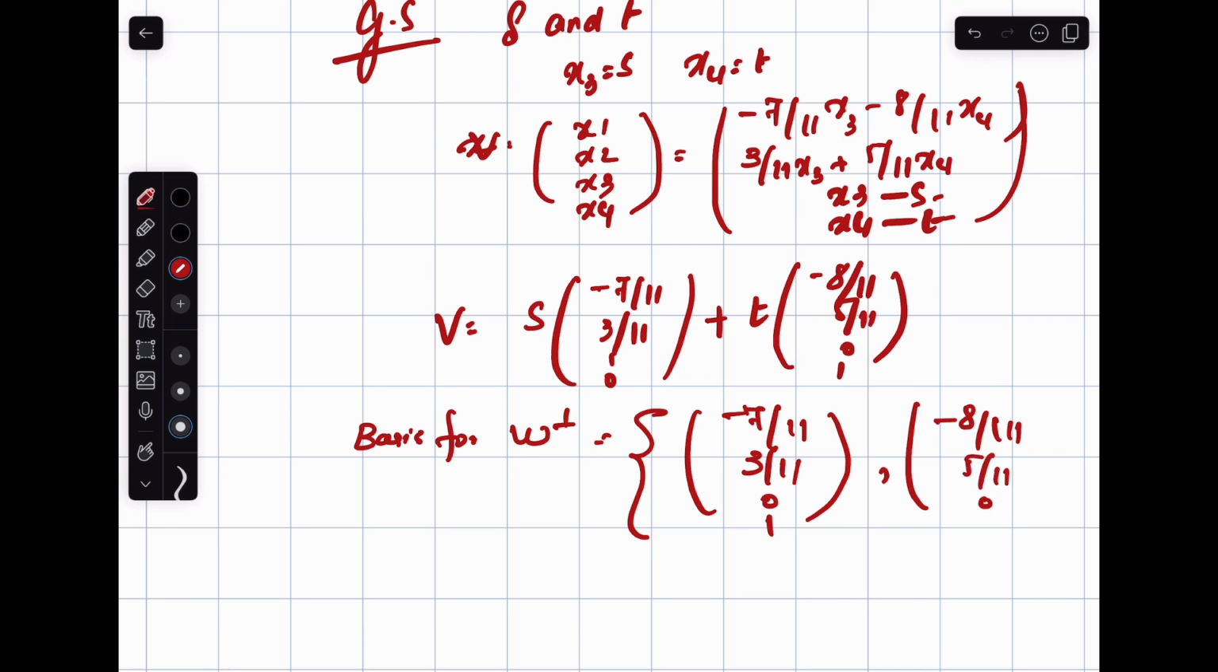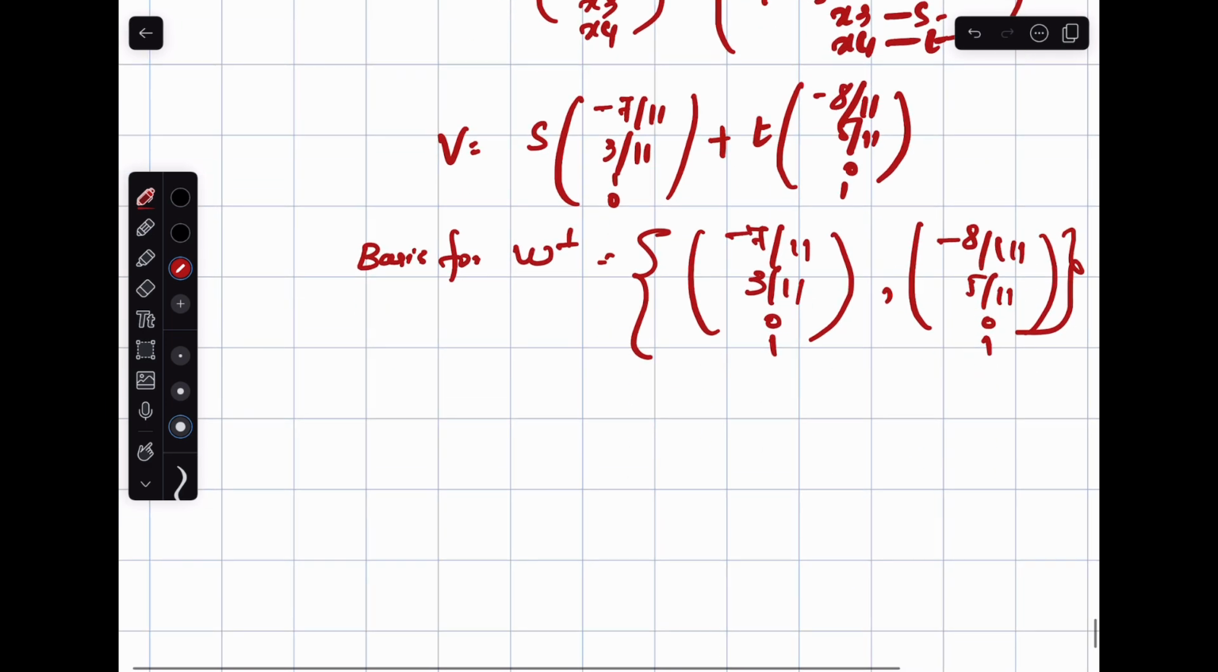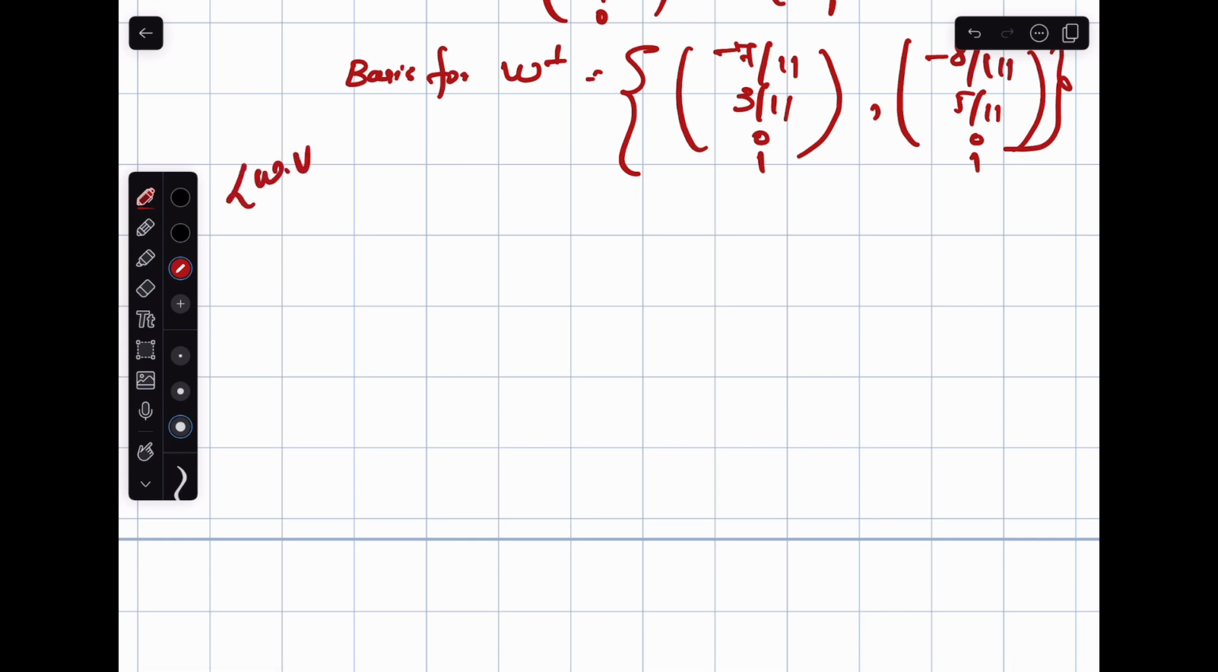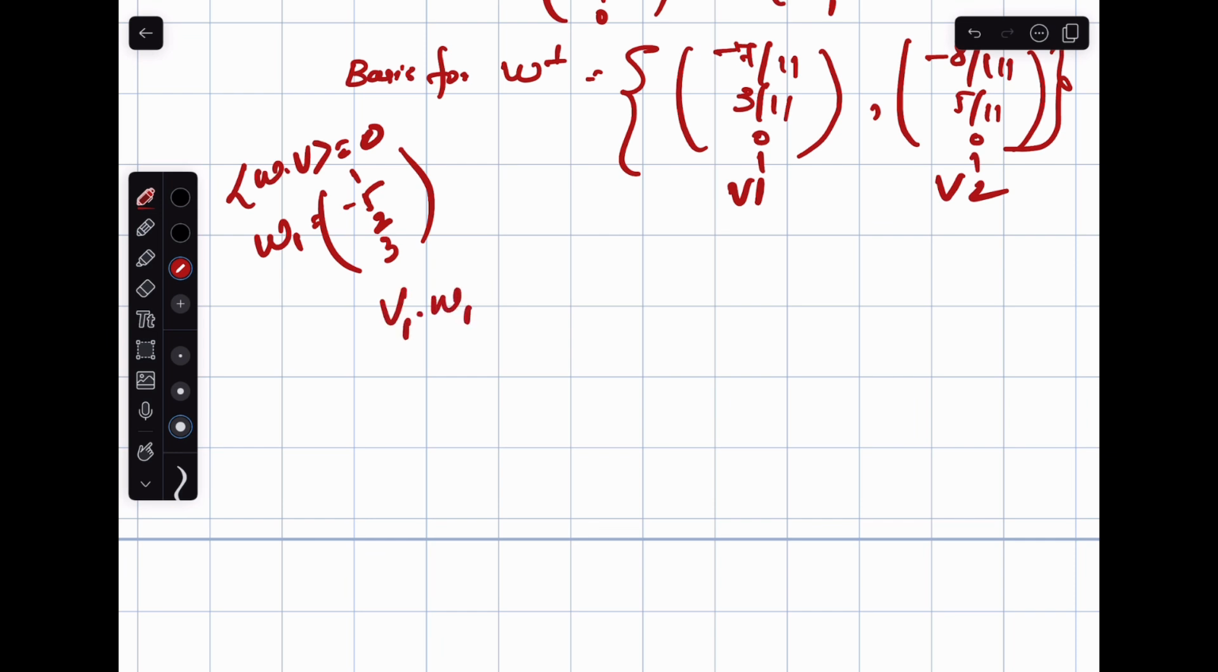Now how do we check whether the answer we got is correct? The formula is W dot V is equal to 0. Let me call the two vectors we got V1 and V2. We already know W1 and W2. I will do this only for one term, and you can do it for the rest to check. W1 is 1, minus 5, 2, 3. We have to find V1 dot W1, multiplying this vector with W1.